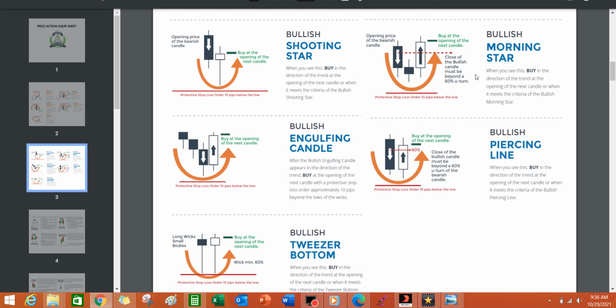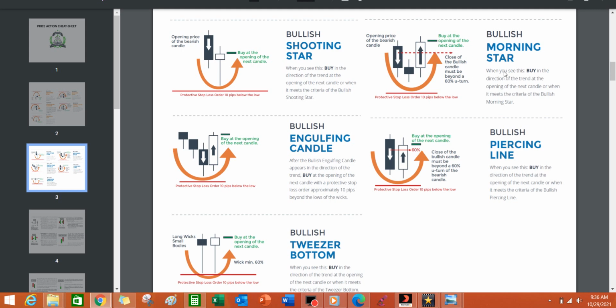I'm going to read what I have right here so that you will understand how to go about it. You can see: buy at the opening of the next candle, which is this particular candle. Then the close of the bullish candle must be beyond a 60% U-turn. You can see here is the close, and here is the complete U-turn, just the way it is shown on this image.